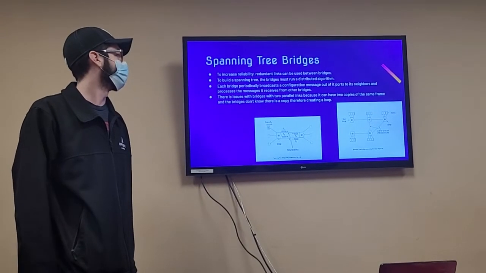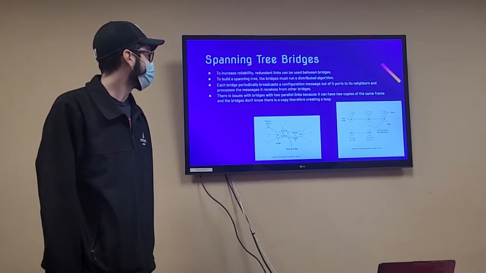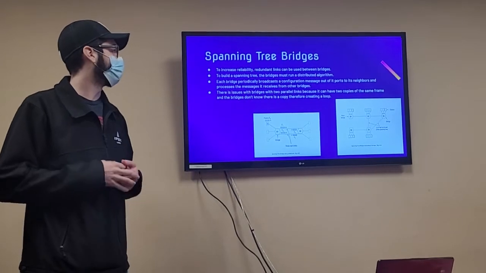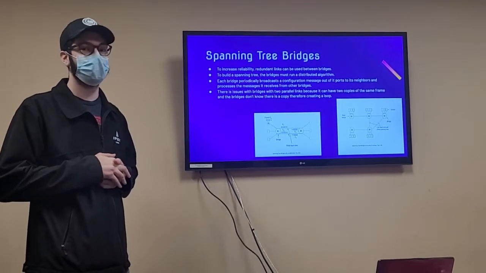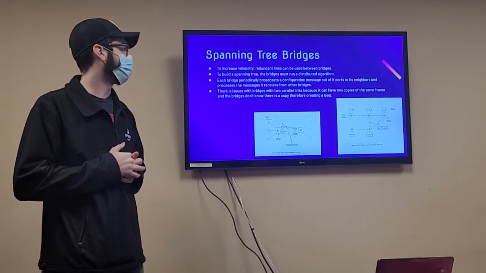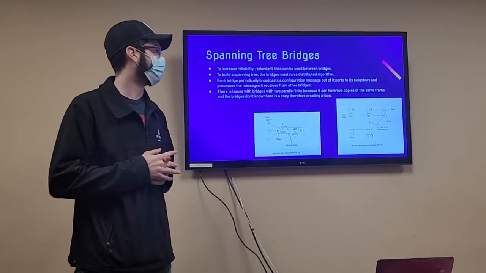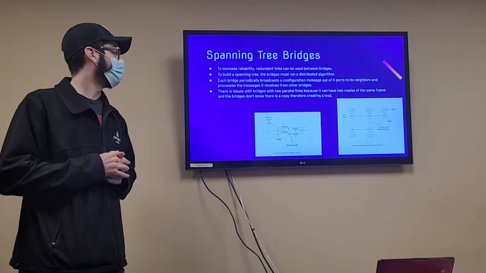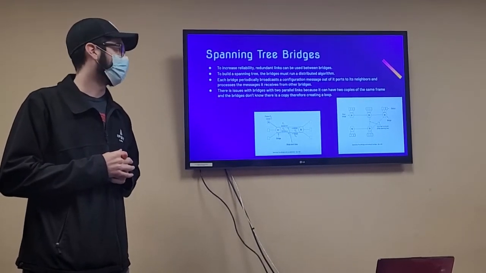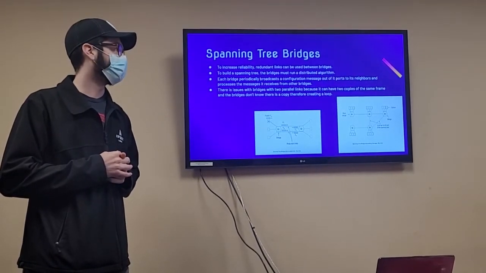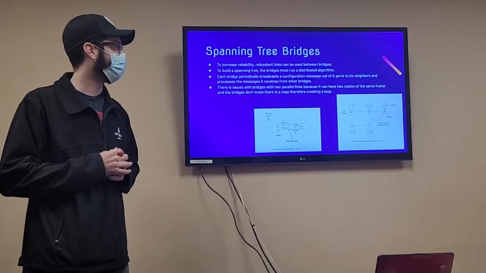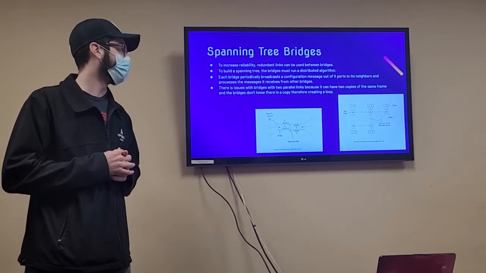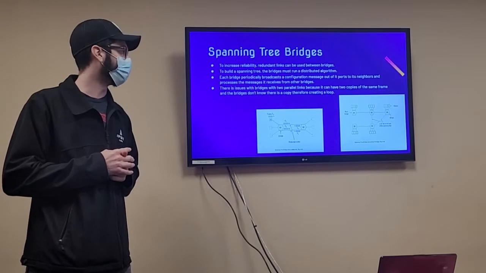Spanning tree bridges. To increase the reliability, redundant links can be used between bridges. To build a spanning tree, the bridges must run a distributed algorithm. Each bridge periodically broadcasts a configuration message out of its ports to its neighbors and processes the messages it receives from the other bridges.